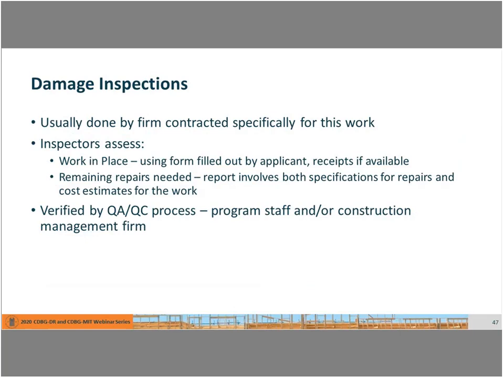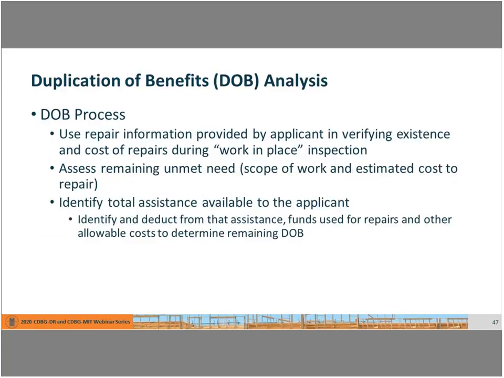So this information, combined with the mitigation measures that Kelly just referenced in the prior slide that you identify in the Tier 2 lead and asbestos assessments, form the basis for the scope of work that's going to need to be done.